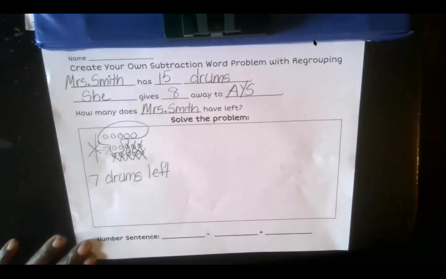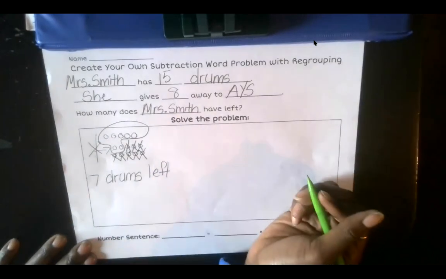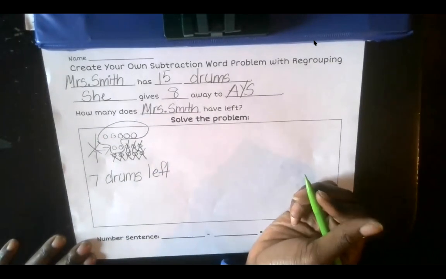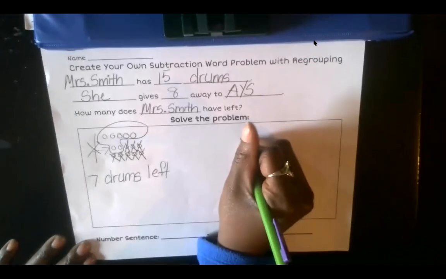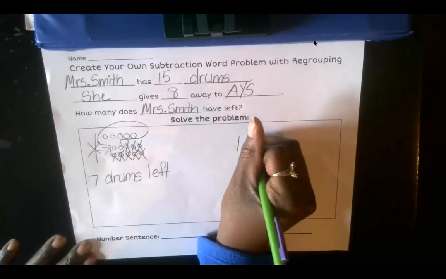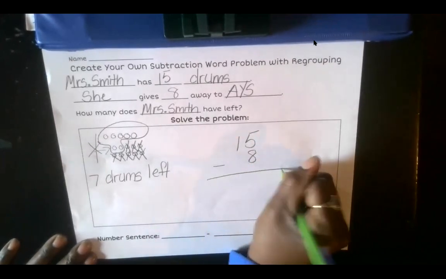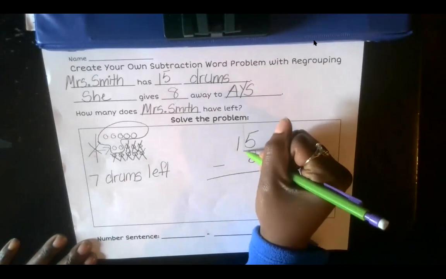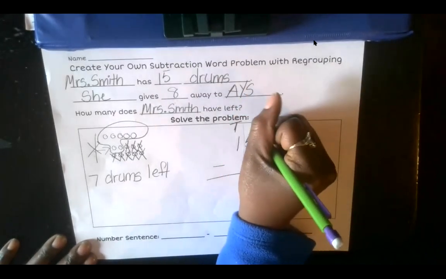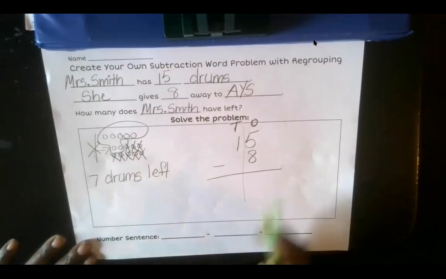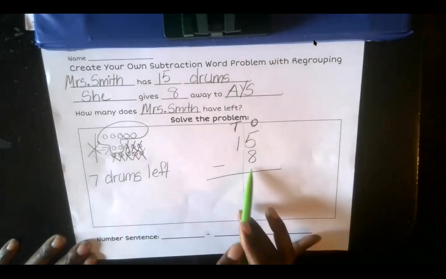So now I think I want to solve this another way, with an algorithm. Remember, an algorithm goes up and down, it's vertical. So it would be 15 minus 8. I'm going to draw my line because I like to do that. Here's my tens place. Here's my ones place. Here's what I was talking about. There were only 5 ones. I didn't have enough to subtract the 8.